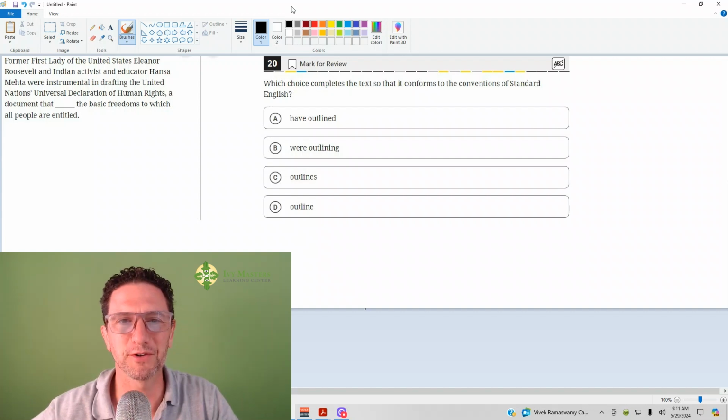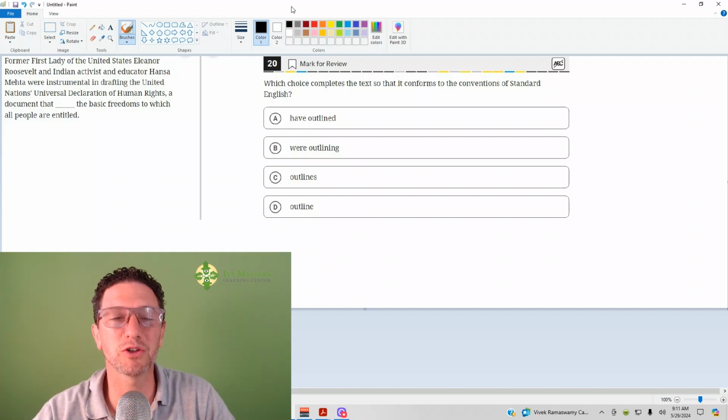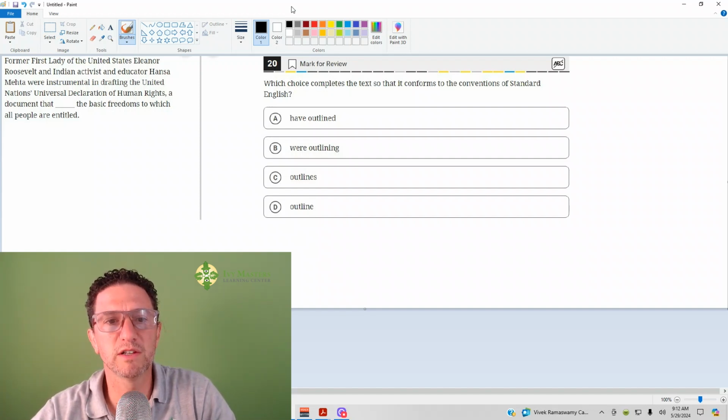Soka, Ivy Masters Learning Center at ivymasters.com, and today we're going to look at the 20th question from Digital SAT Test 2 Module 2. It's from the Bluebook app, the easier set of reading writing questions. Number 20 reads, which choice completes the text so that it conforms to the conventions of standard English?